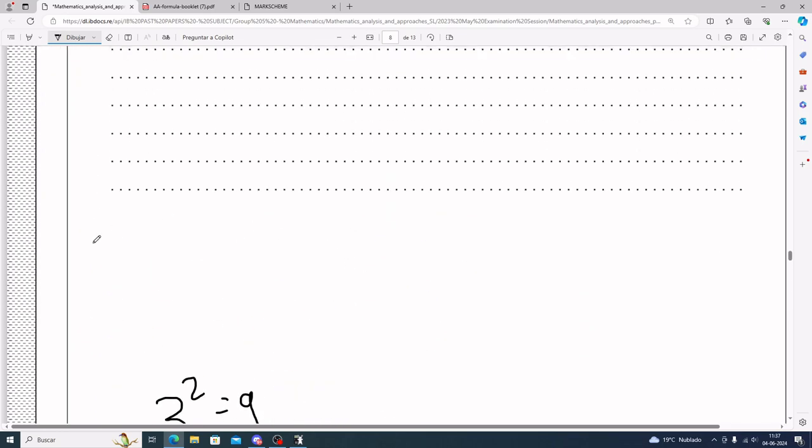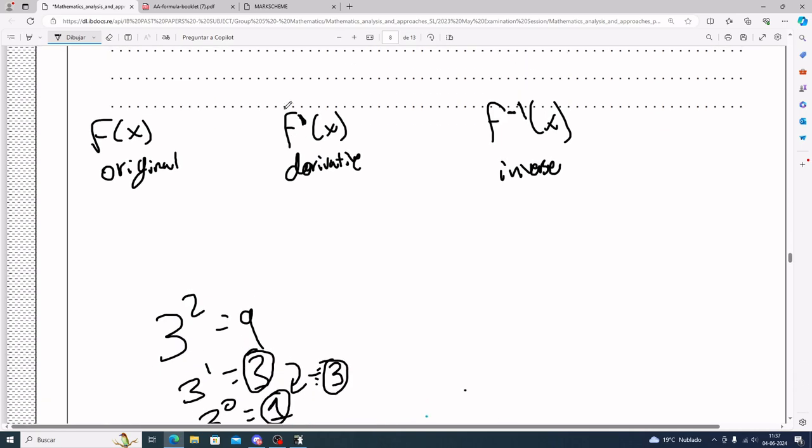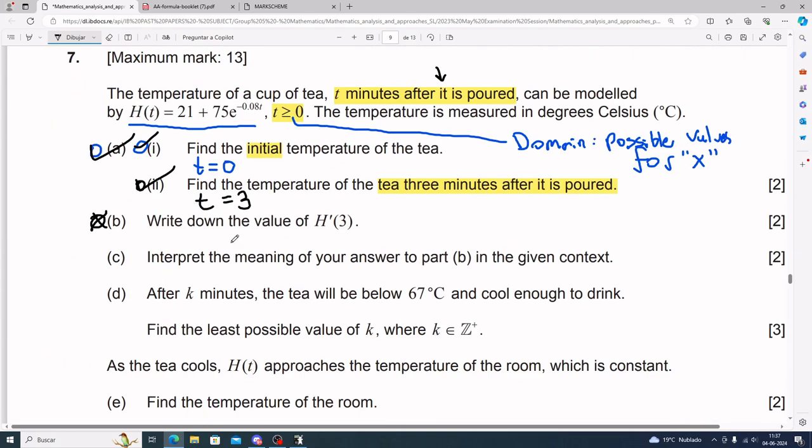On the one hand, f of x, you need to think about it as the original function. Then you have the derivative. And last but not least, you also have the inverse. All these different symbols you have to get familiar with. The inverse is literally to the power of negative 1. The derivative has that little apostrophe symbol, and the original one is just the original one. Nothing's changed.